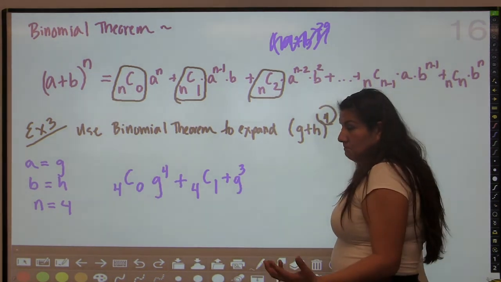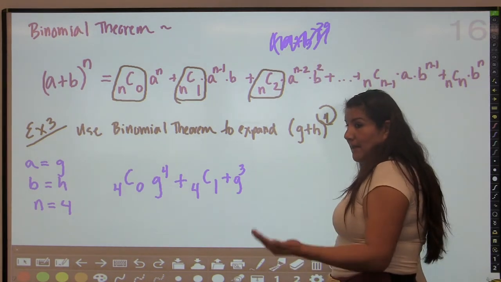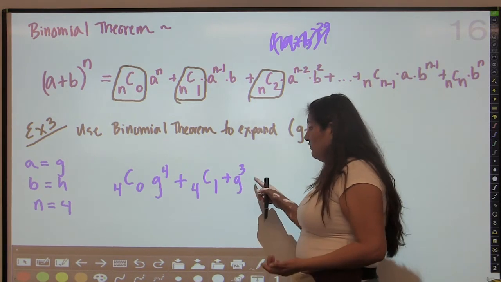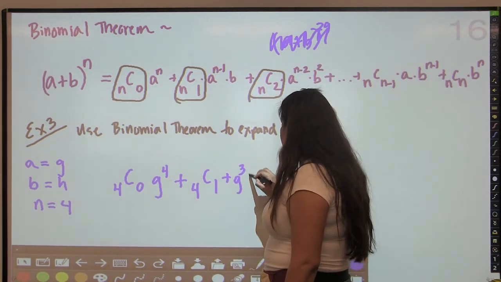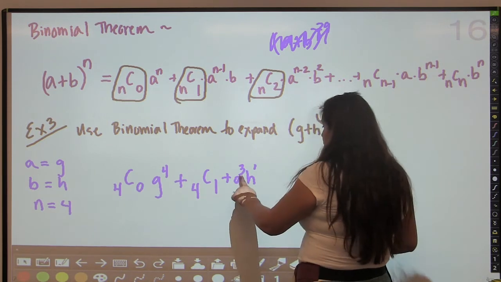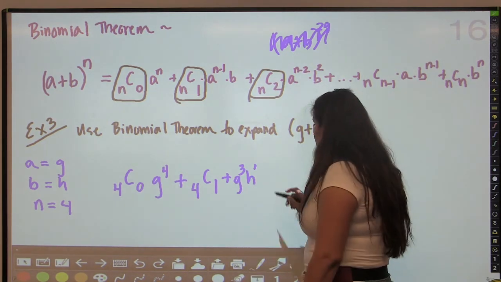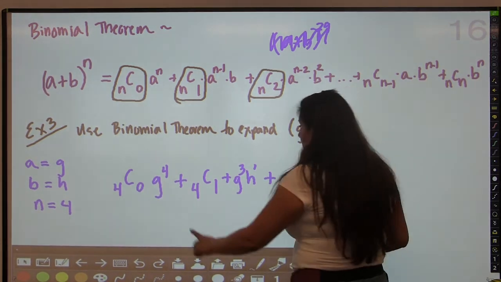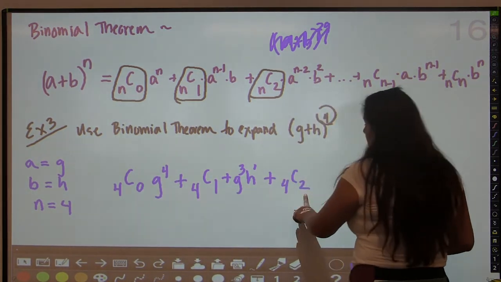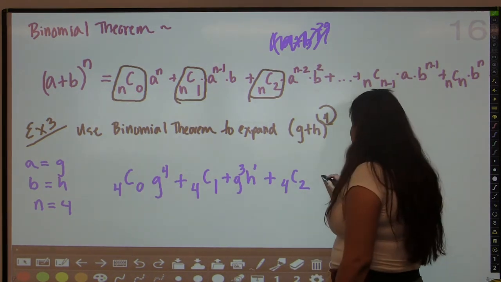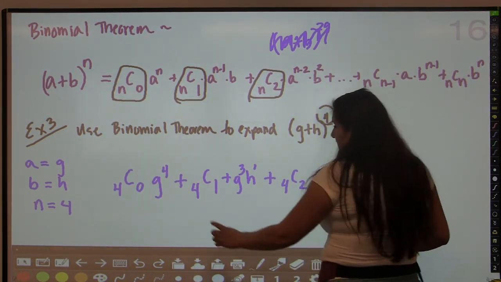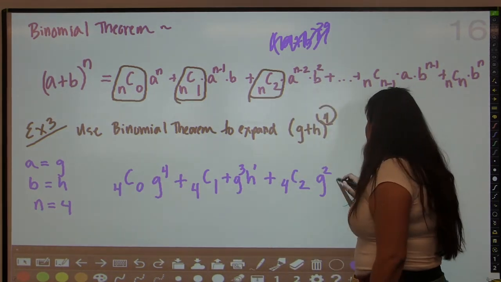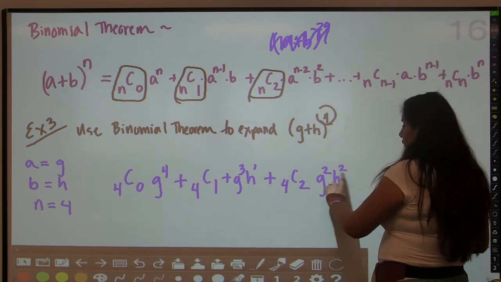What about the b? You could wait till the end and plug it back in, but you could also just keep in mind what I said earlier, that the variables will always add up to 4. So my h should be h to the 1 power because 3 and 1 give me 4. Okay? Then I'm going to go to my next one, and it's going to be 4 choose 2, because again we're going in order 0, 1, 2. And then we have g to the 2nd power, because my g's are going in decreasing order 4, 3, 2. And if g is 2, h has to be 2 because they have to add up to 4.